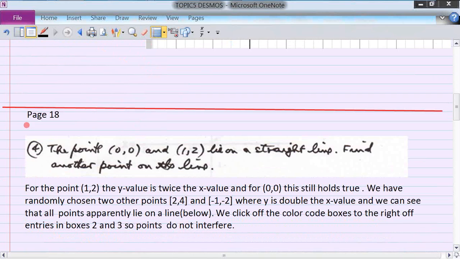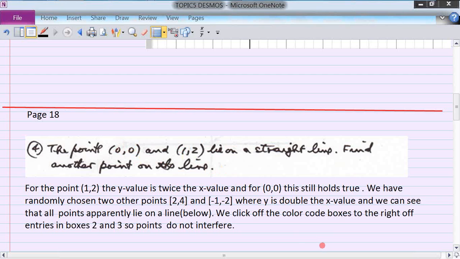So now if we go to page 18, number 4, we're asked that the points (0, 0), (1, 2) lie on a straight line. Find another point on the line. So if you look at this, you realize that this point is double that point. The y value is double the x value. And if you double 0, it's still 0.